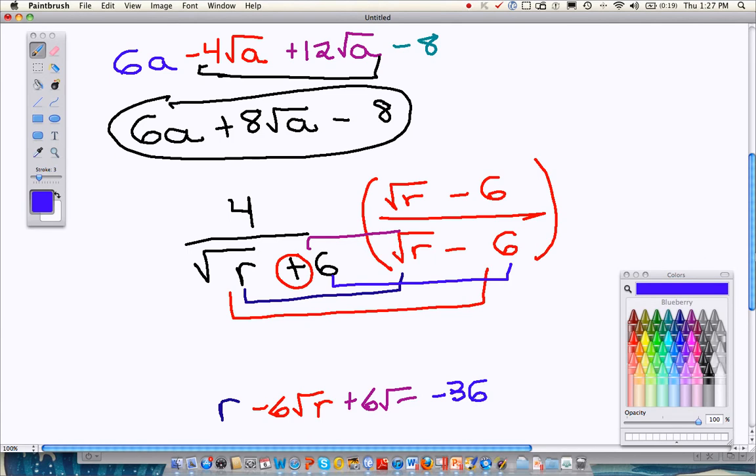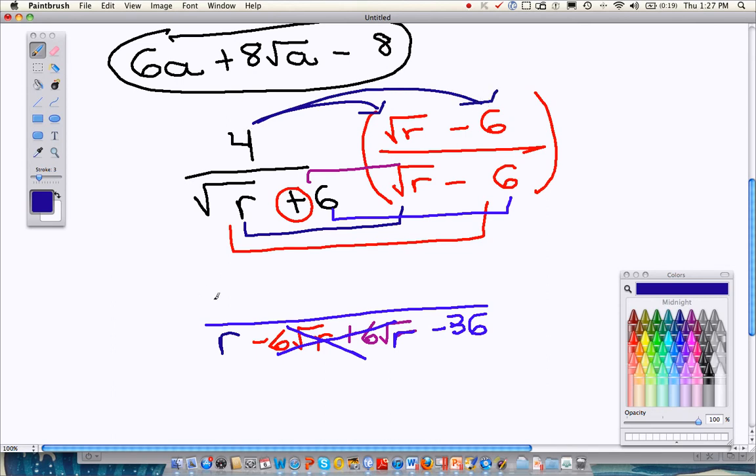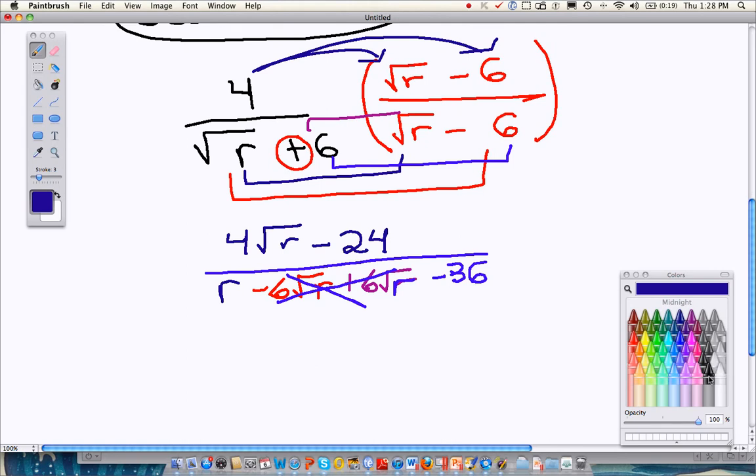Now look at what I have in the bottom. I have a negative 6 root r and a positive 6 root r. Sorry about that r. Those cancel out, which is actually why I did this. So we're going to finish this problem out by multiplying the top, remembering that we multiply the 4 times both parts of the conjugate. So we have 4 root r minus 24. And I'm just going to write this a little bit more clearly so we see we don't have the crossed out on the bottom. We have the 4 root r minus 24 over r minus 36.